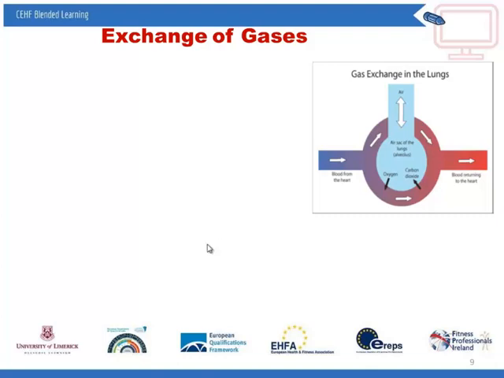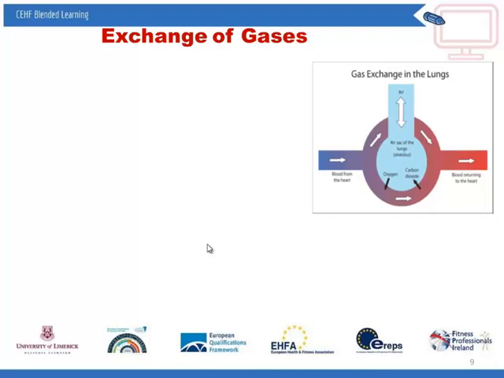When we talk about exchange of gases, we are talking about the exchange of oxygen, which is coming in the air that we've breathed, for carbon dioxide, which has accumulated in the blood. So the two gases that are being exchanged are oxygen and carbon dioxide.